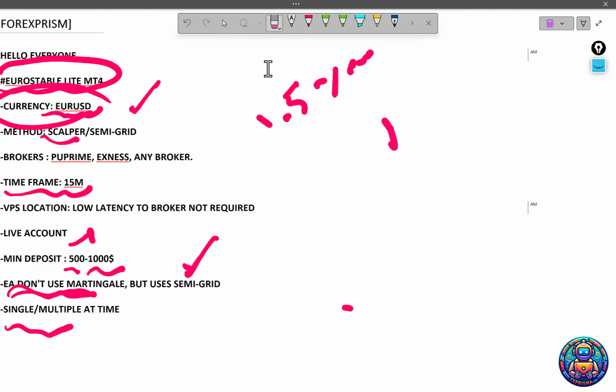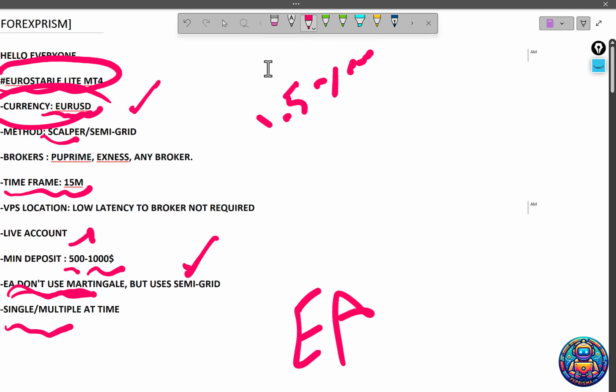So how does this robot work? I know when it comes to grid there is this negative concept of using grid. The grid system is dangerous, it will wipe out your account. That's true, but there are certain robots like this one that use a different approach. So how does the EA work?